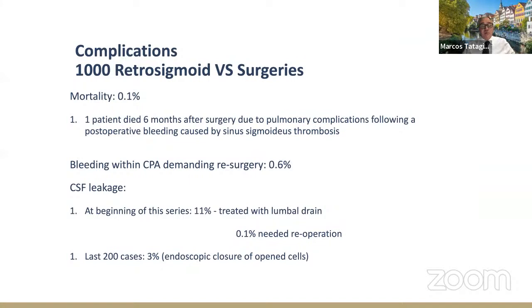Complications: in 1,000 retrosigmoid approaches, we had one mortality. The patient had a thrombosis of the sigmoid sinus with bleeding of the cerebellum and a lot of complications. Finally, he died 6 months later. Otherwise, 6 patients needed resurgery because of bleeding within the CP angle, but they recovered. At the beginning of our series, we had 11% CSF leakage. With a change in the technique, using the endoscope and using bone wax and muscle with fibrin glue, we could reduce these rates to 3%. All of these patients were treated with a lumbar drain only, and very rarely we had to reoperate these cases.